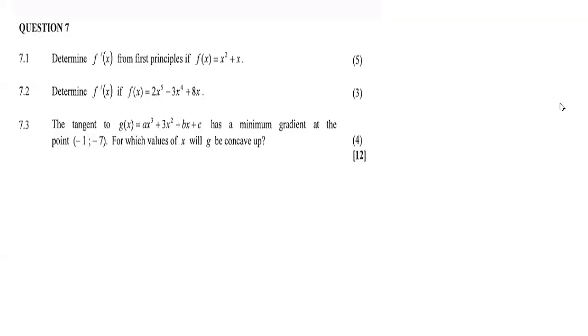Okay, so we have question 7, still on differential calculus. And then as expected, our 7.1 is saying determine f prime x from first principle if f of x is equals to x cubed plus x. Now, again, applying the trick, the first thing that we have to do is use our rules to find f prime x so that we already have an idea of what our final answer should be.